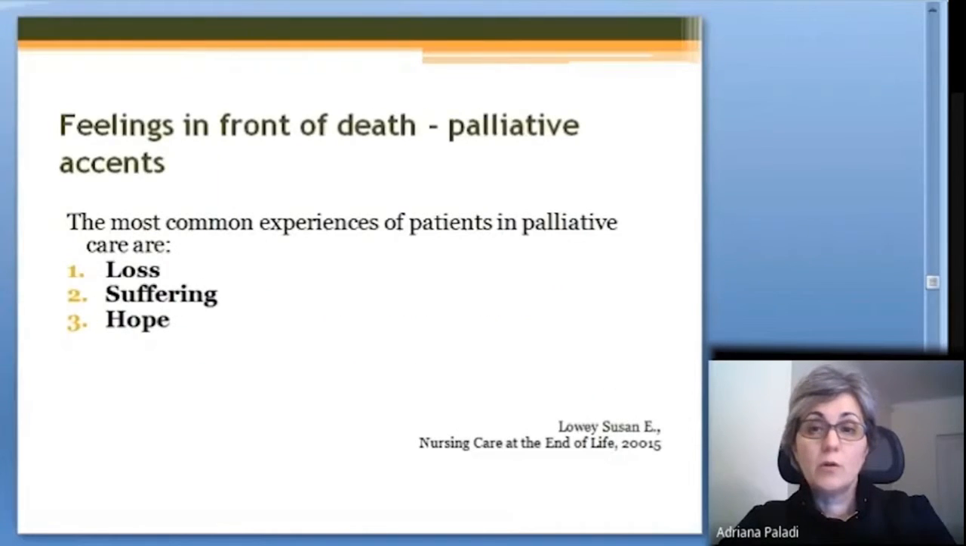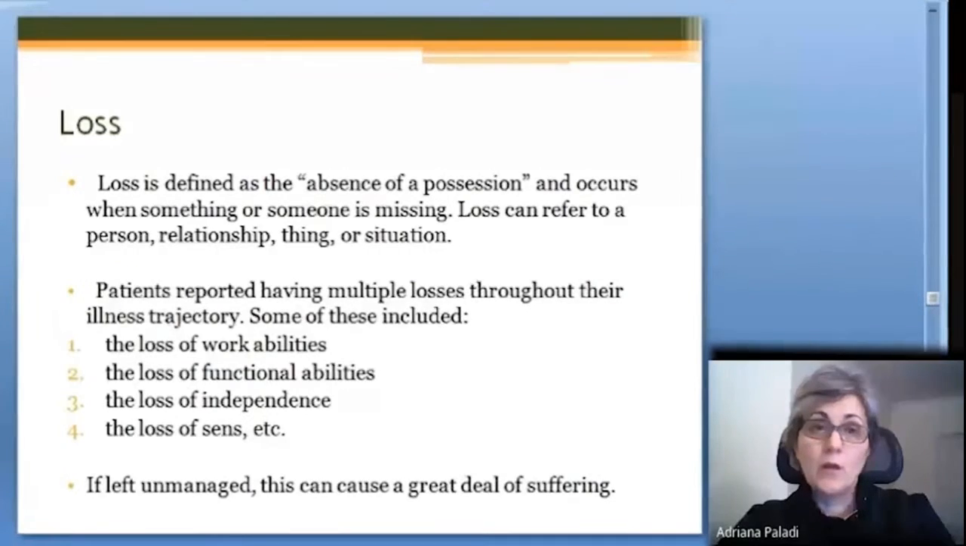Another author, Louise Susan, mentioned that the most common feelings in the face of death in a palliative setting are loss, suffering, and hope. Loss is defined as the absence of a possession and occurs when something or someone is missing. Loss can refer to a person, relationship, thing, or situation.